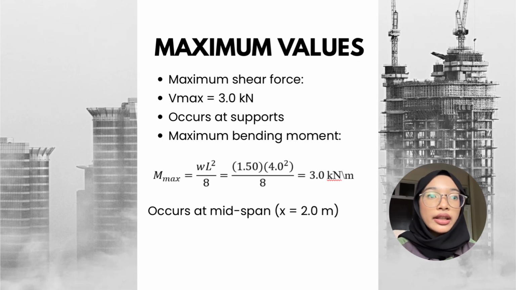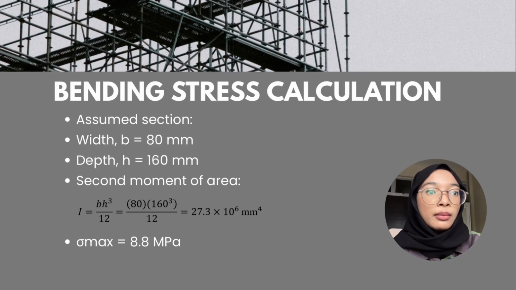This slide summarizes the maximum internal forces and their locations. The maximum shear force is 3 kN, occurring at both supports. The maximum bending moment is 3 kN, occurring at the mid-span of the beam, which is 2 meters from either support. The maximum bending stress is calculated using the flexure formula. The resulting maximum bending stress is 8.8 MPa, which occurs at the outermost fiber of the beam.